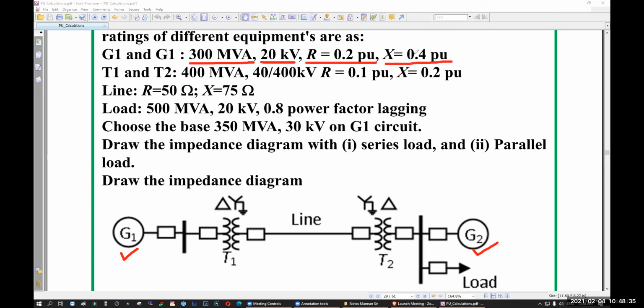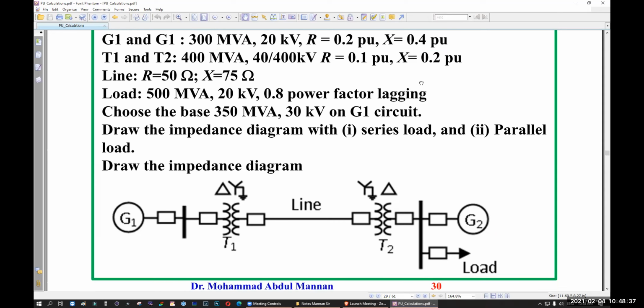So the first thing you have to do when you get the question or the diagram is write whatever it is saying under the diagram, like this: 300 MVA. This is a good practice. Remember, when you do math, this is a good practice. Let me show you something.